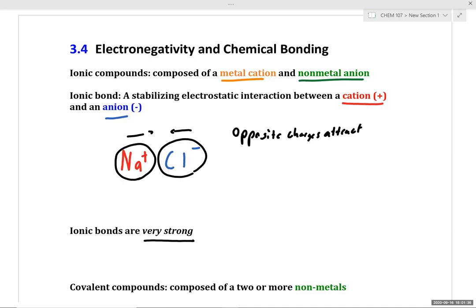And we see this by the fact that the melting points are very high for a lot of ionic compounds. So we can see this by the fact that the melting point of ionic compounds, essentially the energy required to start to separate and dissociate this ionic bond, is very high.